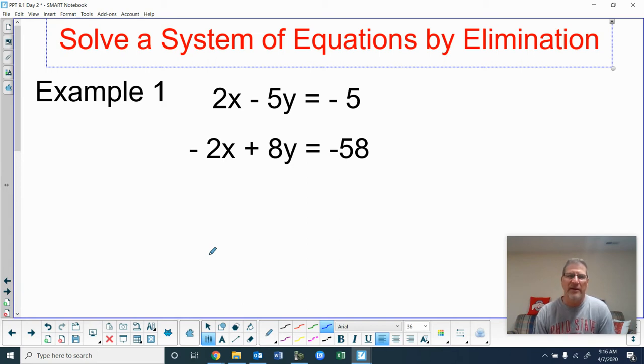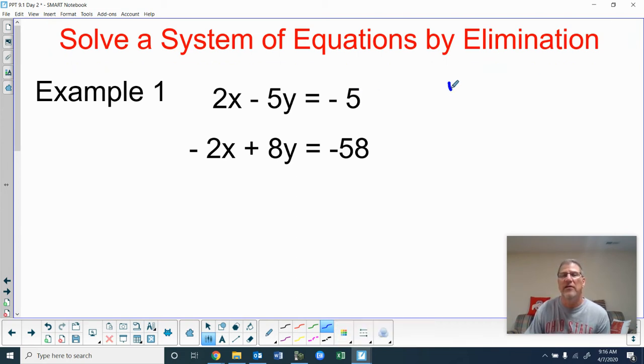And the way we eliminate is by adding or subtracting. So I always just say when the signs are different, it's supposed to be a D, different signs, like this case, got a positive 2 and a negative 2.